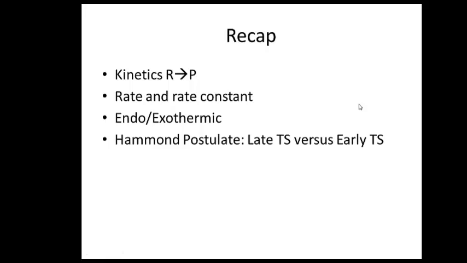So let's recap. All right, so let's talk about kinetics. We've talked about the rate and rate constant, kinetics dealing with the rate of change of R into P. We've talked about endothermic and exothermic reactions. We've also talked about how to interpret reaction energy diagrams, and then we wrapped up with the Hammond postulate, dealing with a late transition state versus an early transition state. Remember, for the Hammond postulate, if the transition state is late, that means that the reaction is endothermic, and if the transition state is early, that means the reaction is exothermic.